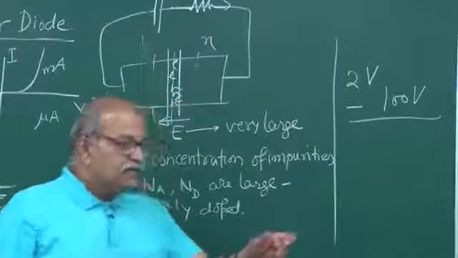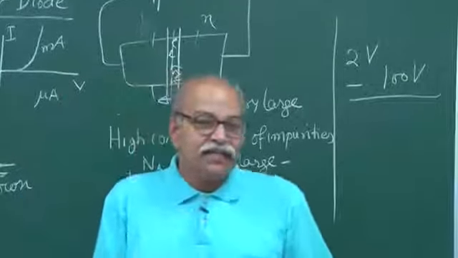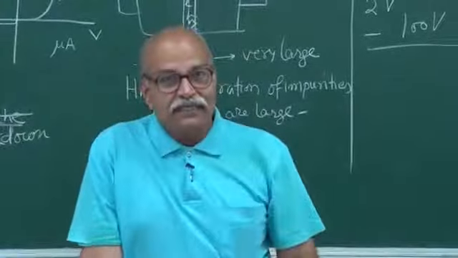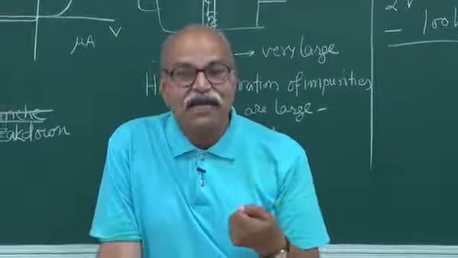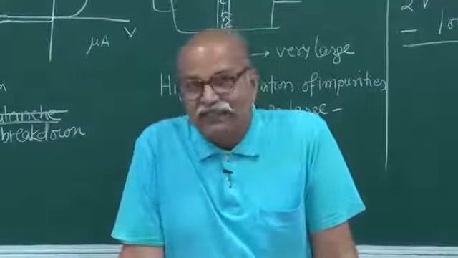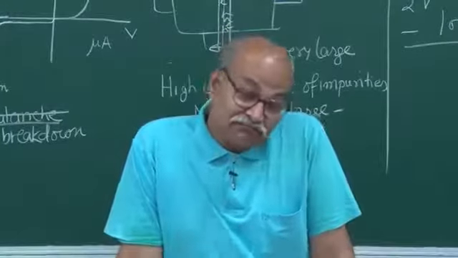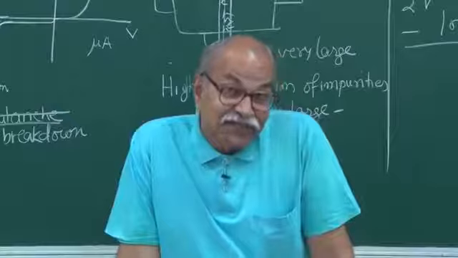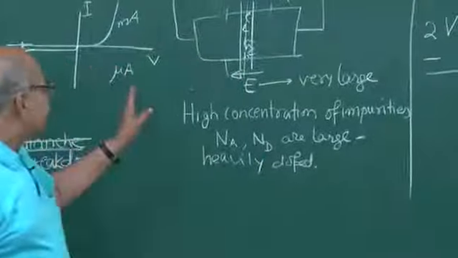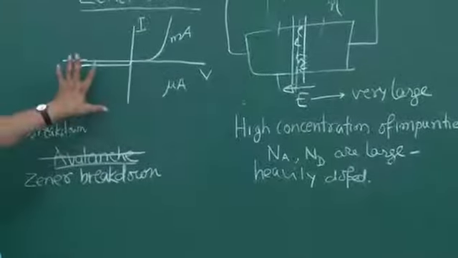You want a Zener which should break down at 18 volts, yes, one can create that. A Zener which breaks down at 8 volts, yes, you can do that. 24 volts, yes, you can do that. 100 volts, yes, you can do that. So it is under control. So this is the kind of situation for Zener diode.